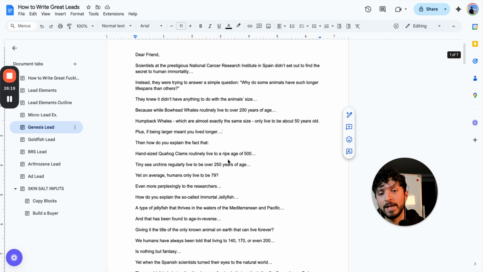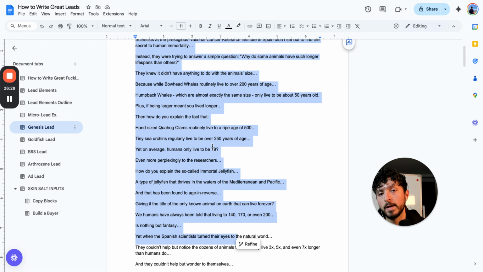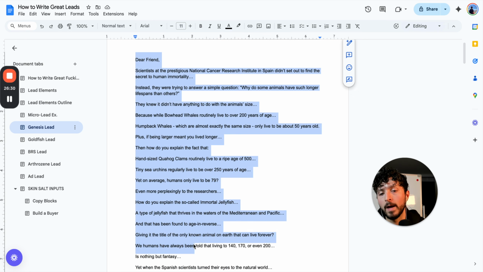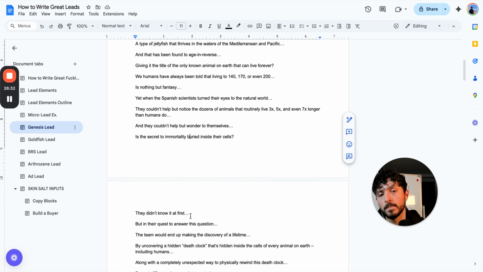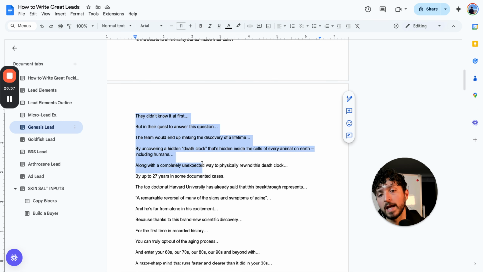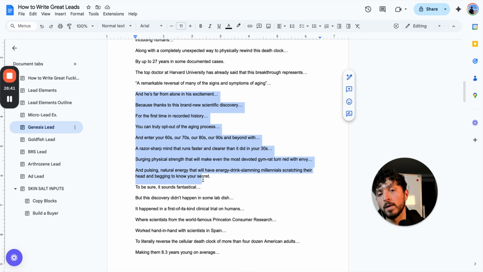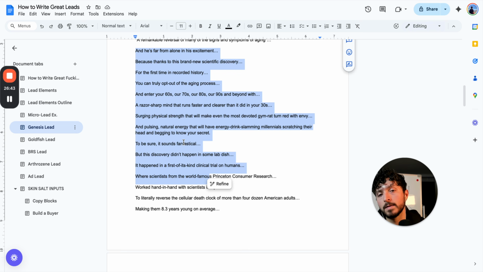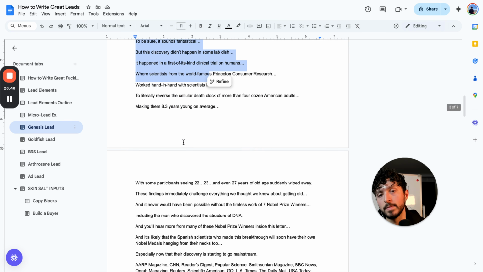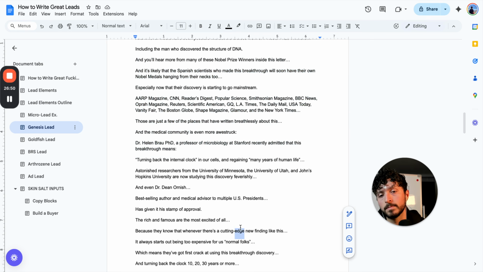So here's the Genesis lead. Again, this is probably too long for me to read through here, but it basically starts with a paradoxical question. I love this opening. It starts with a paradoxical question. Then they talk about this hidden death clock. Then we're talking about all of these promises and pain points and things like that. Talk about all the proof. It's backed up in here.